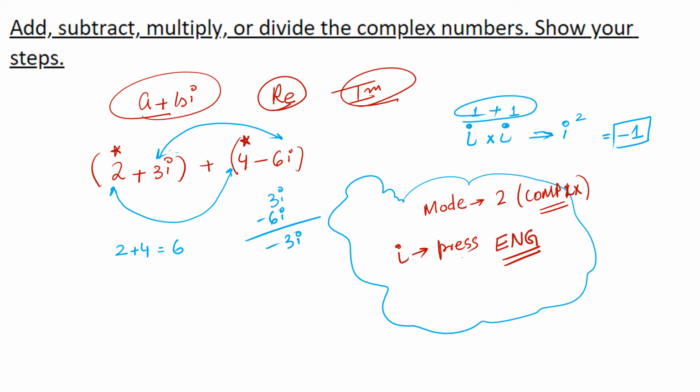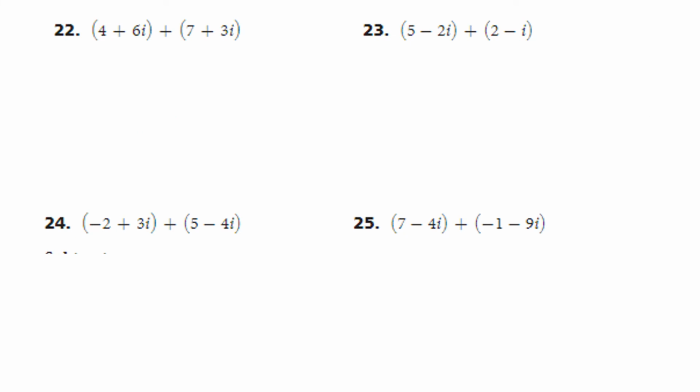Okay, so practice the calculator's operation and I will tell you how to add, subtract, multiply or divide by the mental method. So here is a question. You can see that there is a complex number 4 plus 6i and another complex number 7 plus 3i. There is a positive sign in between them.